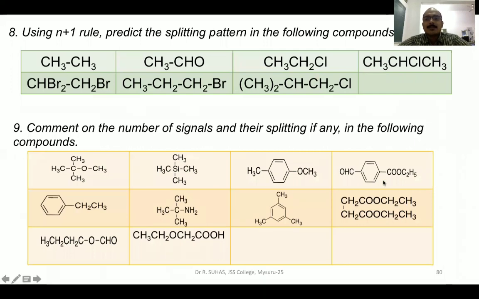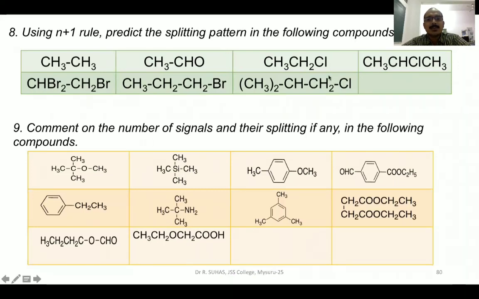These are some of the problems that you should solve by yourself. Let us see what these problems are. Using the n+1 rule, predict the splitting pattern in the following compounds. So predict how many types of signals and the splitting pattern in this compound. Just as an example, I have given this CH3, CH3. For this, the neighbor is CH3, 3 plus 1 is 4, you are going to get a quartet. For this, the neighbor is CH3, you are going to get a quartet. Do you get two quartets? Definitely not, because both the CH3s are present in the same environment, and hence you are going to get only one quartet.